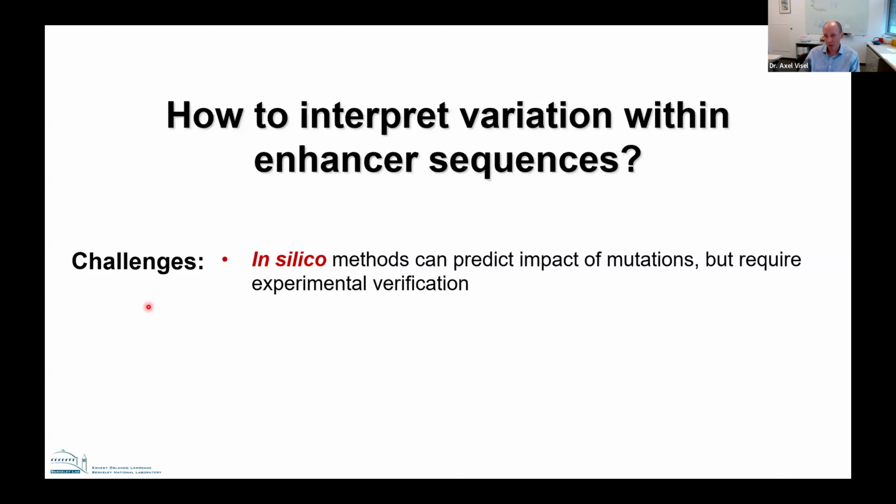We're becoming much better at this, but still, I would argue that at this point, in silico methods are not good enough that you would want to rely on them, for example, in a clinical setting to interpret a sequence change that you see, especially if the interpretation would have any actionable consequences in a clinical setting. I would argue that you will always want to have some experimental validation.